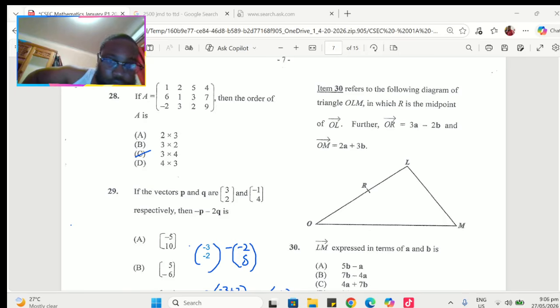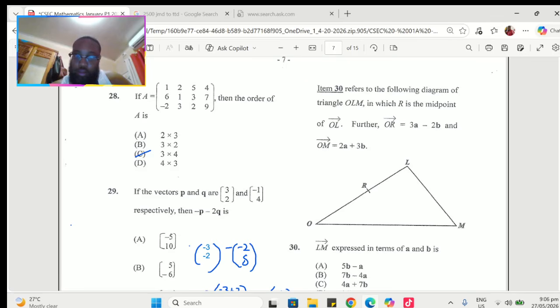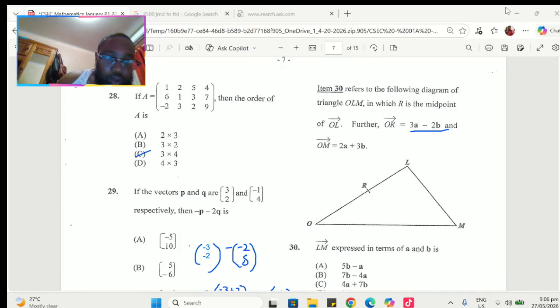Number 30 now. Number 30 refers to the following diagram of a triangle OLM, in which R is the midpoint of OL. See exhibit A here, R, right? It said further, OR, O to R is 3A minus 2B.